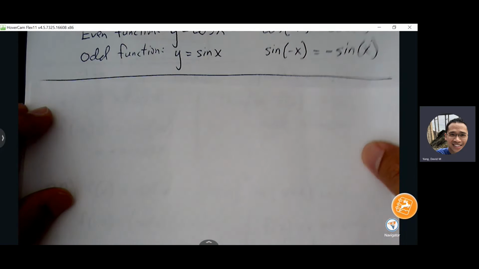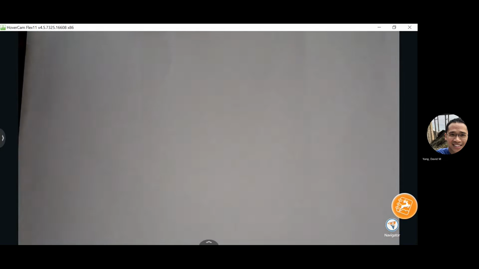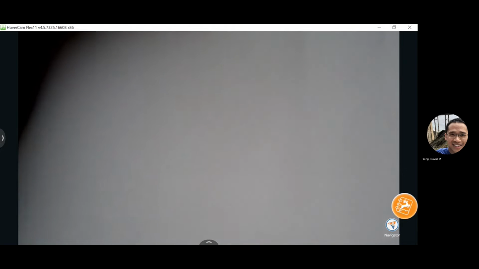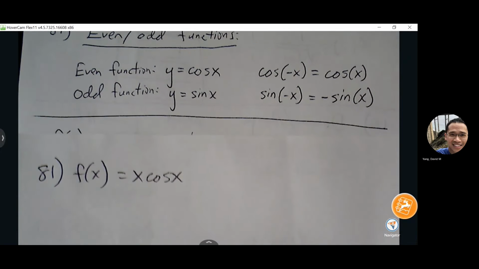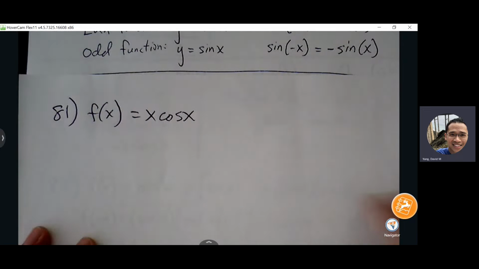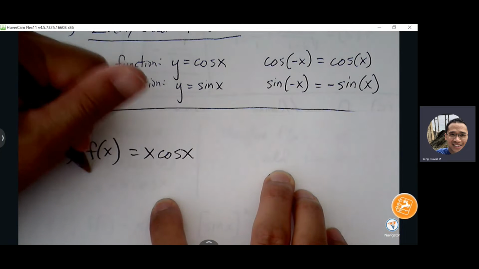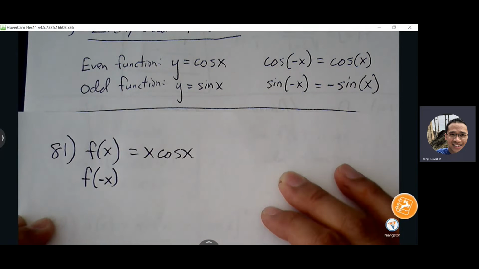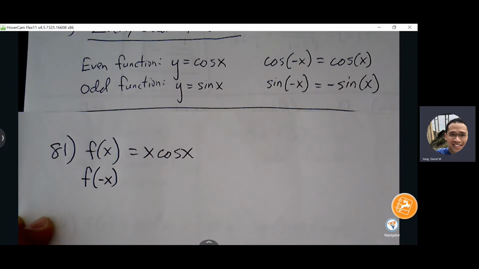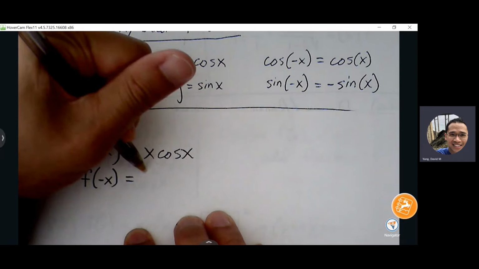All right, so 81. To determine even and odd function, we're going to test it out. Let's just see what happens if I replace every x with negative x. Based off of the results, we can conclude whether the negative will go away completely or whether the negative is going to stay in front. So I'm going to replace every x I see with negative x.